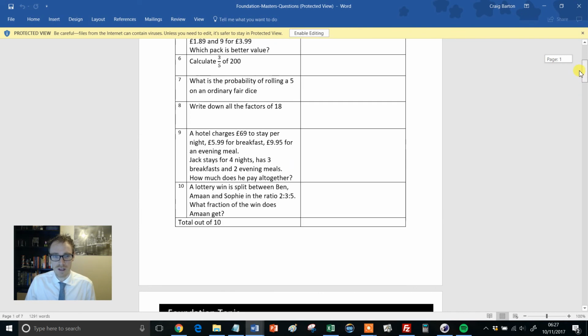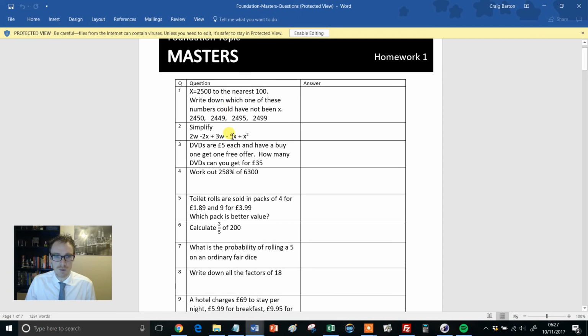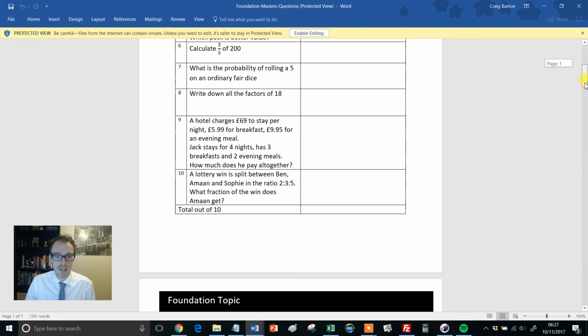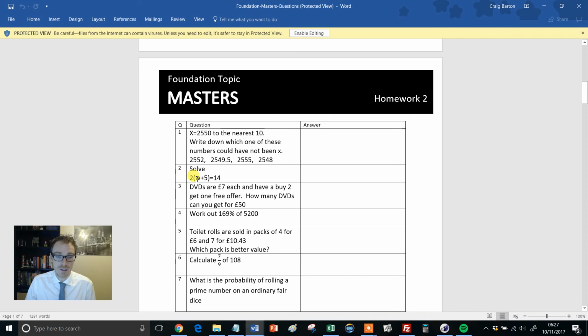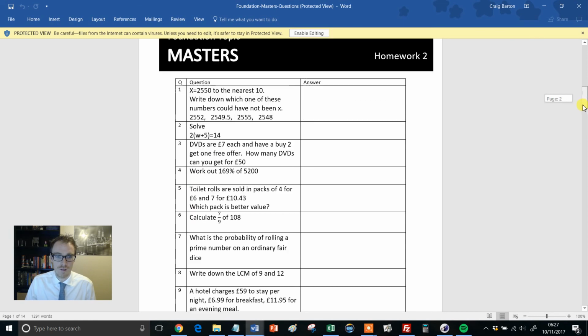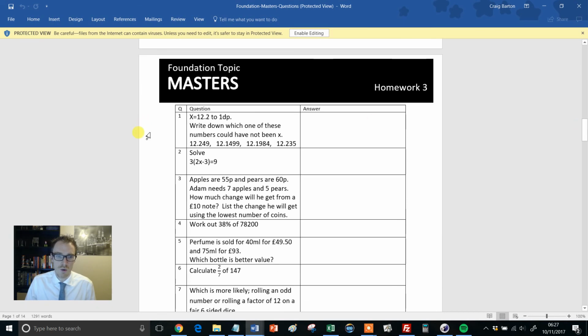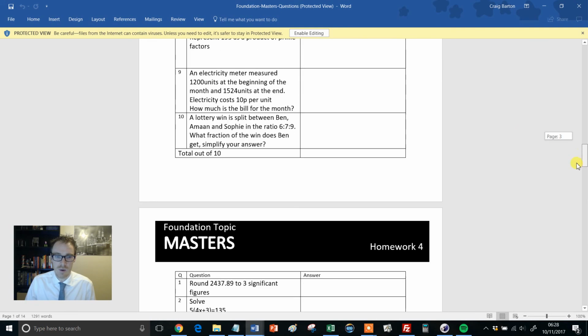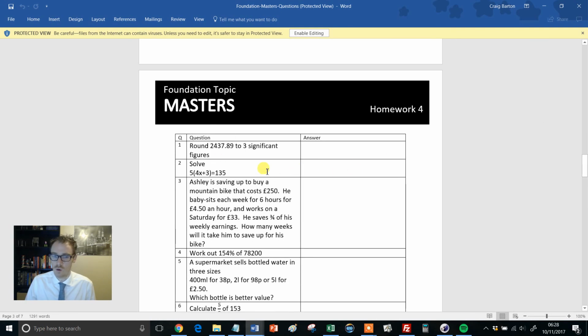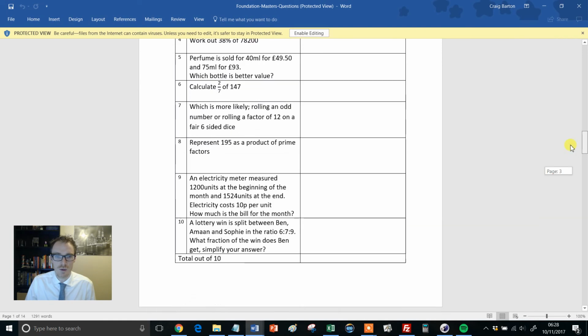And if we just flick back and forward, let's take question 2, for example. Question 2 is on simplifying algebraic expressions. Question 2 here, expanding a bracket and solving the subsequent equation. Question 2 here, solving equation again. Question 3 here, solving. Notice question 1 each time is always on rounding.